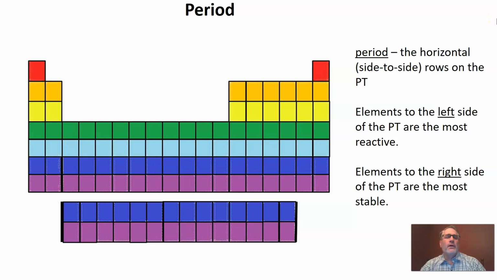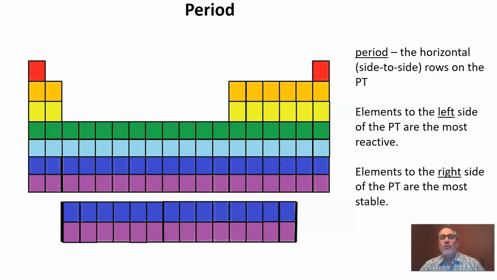So when we look on each period, when we look at these elements that are over to the very far left side, these are going to be extremely reactive elements. So we would find sodium in here. Sodium is one of the elements that would be over here. And if we were to look to the very far right side, we would find those noble gases that I was talking about. So as we move further to the left, we have more reactive elements. As we move further to the right side, on these rows, then we get the more stable elements.